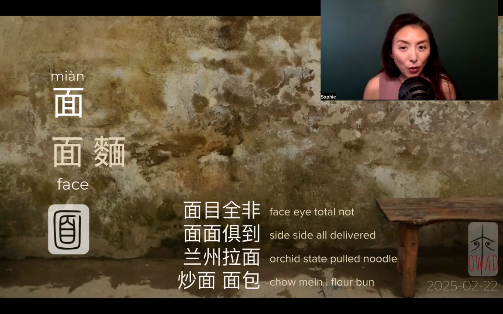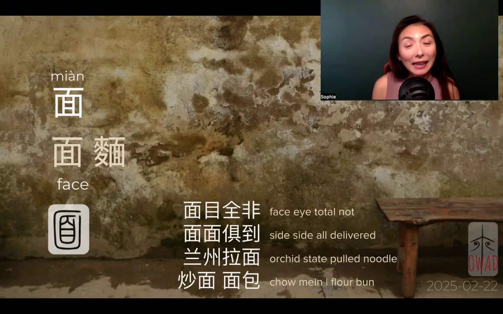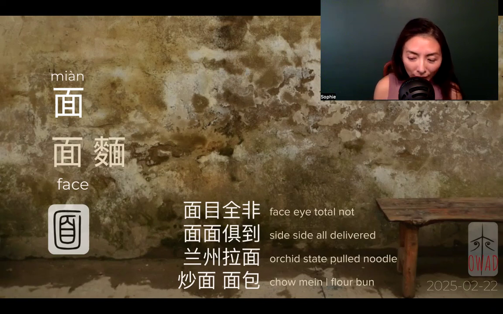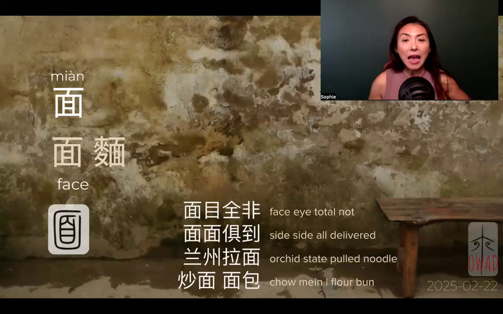Expressions. 面目全非, face, eye, totally not. Okay. It's a Chinese way. When I translate word by word into English, it totally doesn't make sense, right? Face, eye, total not. So what does that mean? It means completely different face or eyes. Meaning somebody's face and the eyes.